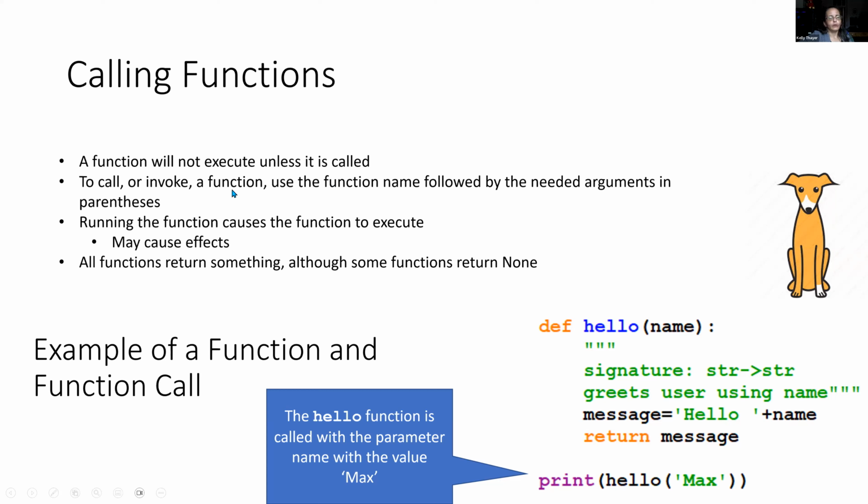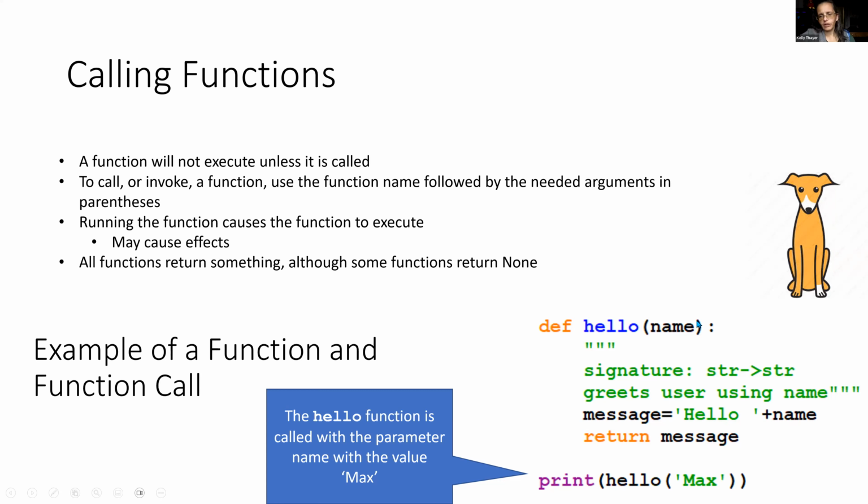So we could call or invoke a function and use the function name followed by the needed arguments in the parentheses. So we could run the function and this would cause the function to execute. So it may cause effects. This means that something could happen, which makes sense. I mean, why would we run the function if it didn't actually do anything? So when we run the function, it will do something. All functions return something, although some functions return none, and we're going to have more to say about that.